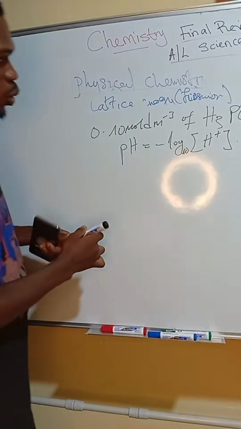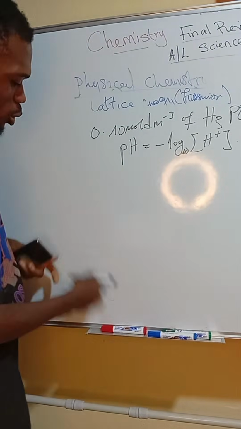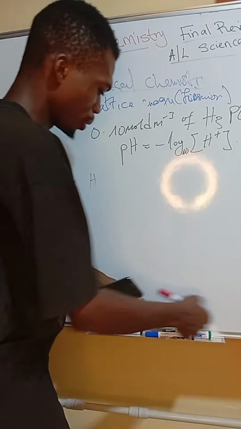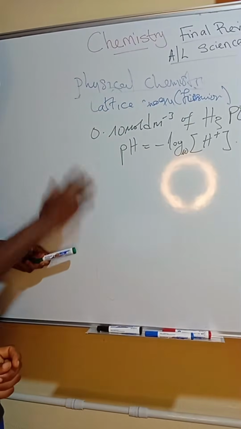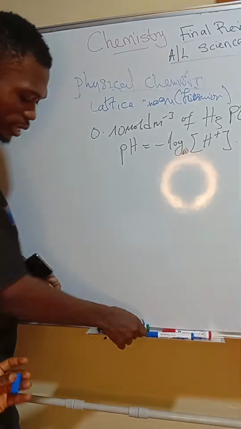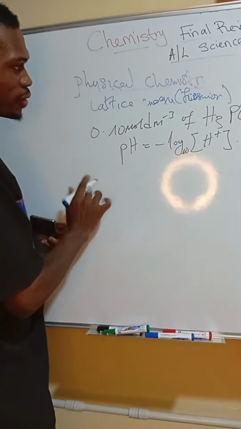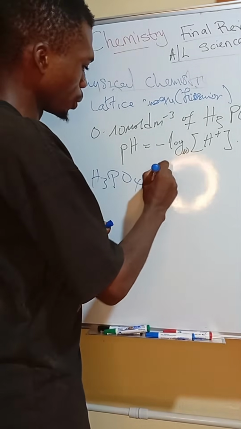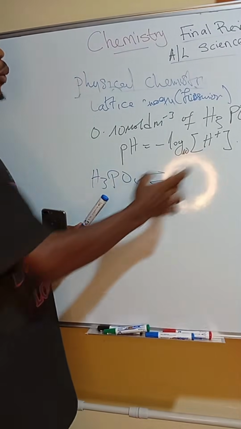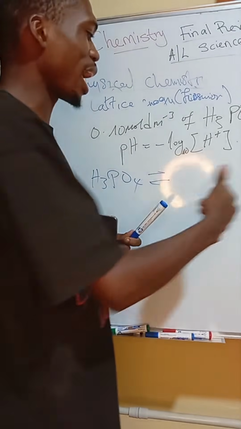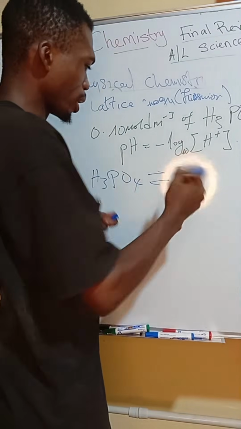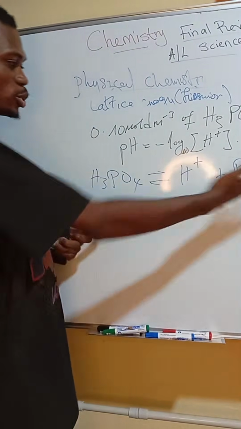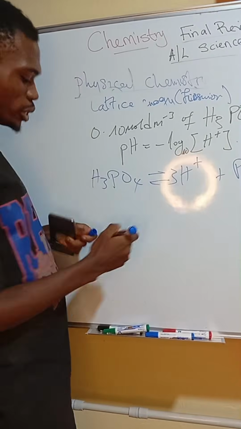Exactly. So now what we are supposed to do here is we have H3PO4, and we need the concentration of hydrogen ion. From here we can have H plus and PO4 minus. We just need to balance this. So H plus will just come here and we put 3, and it is balanced.